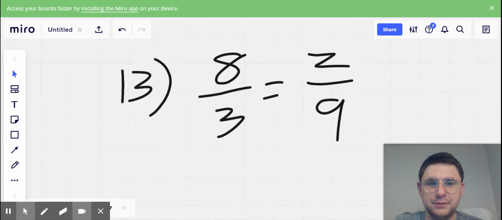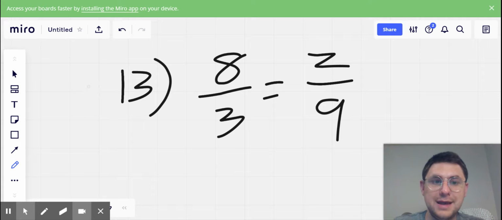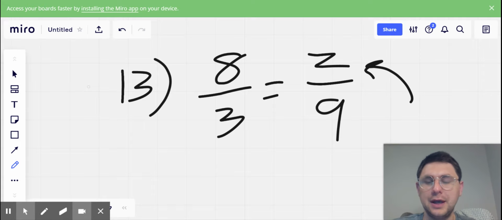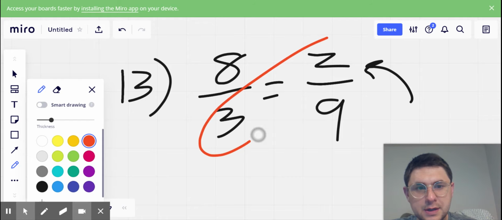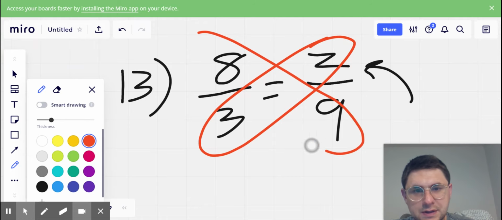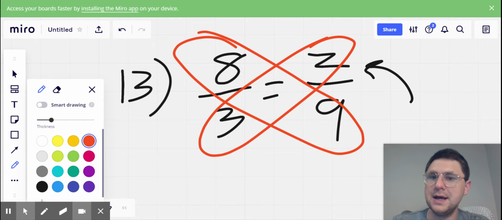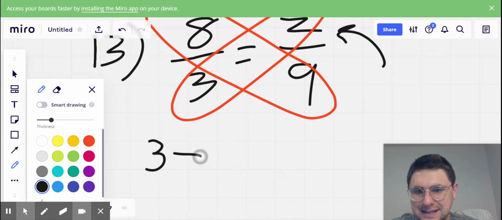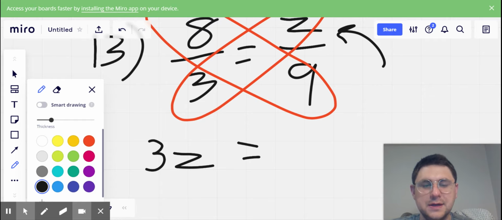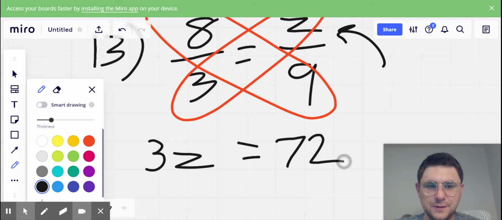Last one, problem number 13. We are trying to determine what z is to make this an equivalent ratio. Okay. So I'm going to use the butterfly method. So if you guys remember, we're going to take these two numbers and these two numbers and multiply them together to create a little equation. And so when I multiply things together, that's going to come out to 3z. Right? 3 times z is 3z, and then 8 times 9 is 72.